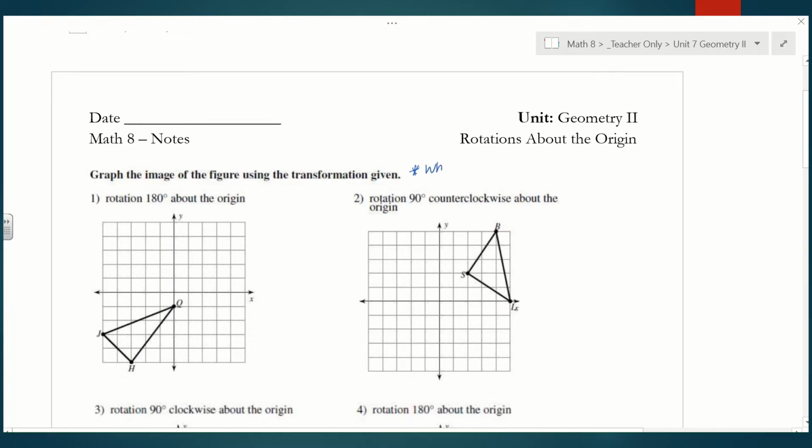So when the direction is not specified, we assume we rotate counterclockwise.